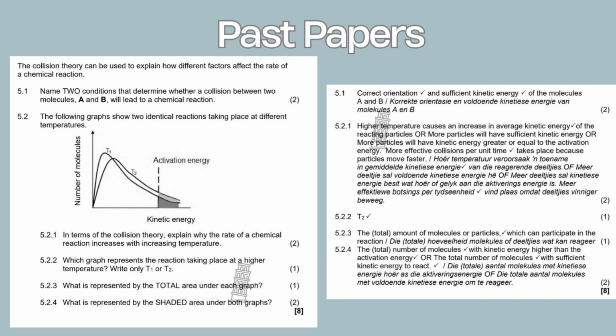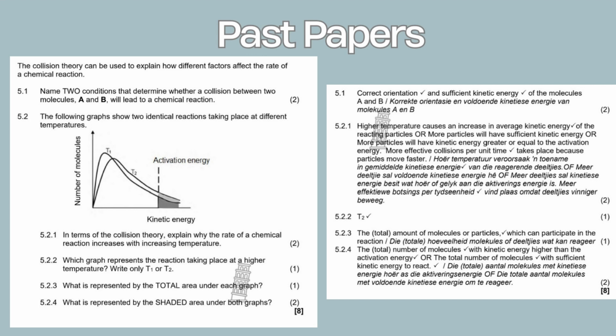In terms of the collision theory, explain why the chemical reaction increases with increasing temperature. We have done this in the previous video, so I'm hoping by now you should know. Higher temperature causes an increase in average kinetic energy of the reacting particles, so more molecules will have sufficient kinetic energy. Which graph represents the reaction taking place at a higher temperature? Write down T1 or T2. We know that it is T2 by just looking at the graph.